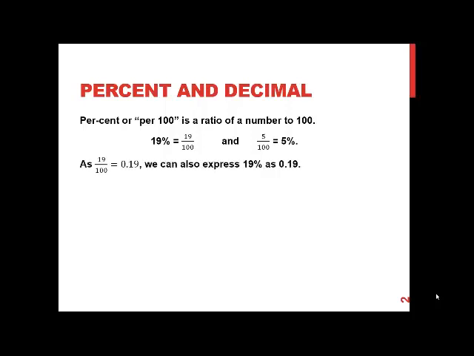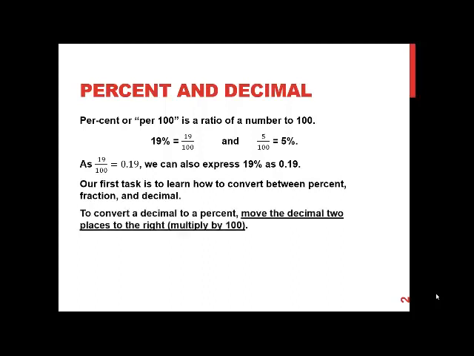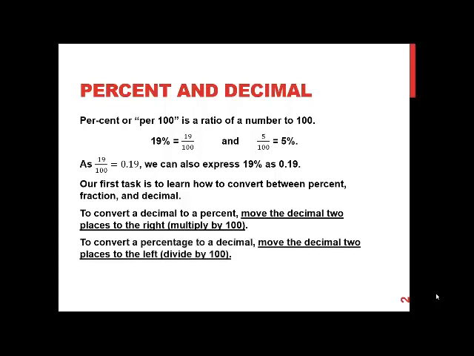Now we already know that 19 over 100 is the same as 0.19, so that means we can also express 19% as 0.19. Our first task is going to be to convert between percent, fraction, and decimal. To convert a decimal number to a percent, we're going to move the decimal place 2 units to the right. In other words, we're going to multiply by 100. To convert a percent to a decimal, move the decimal 2 places to the left. In other words, divide by 100.